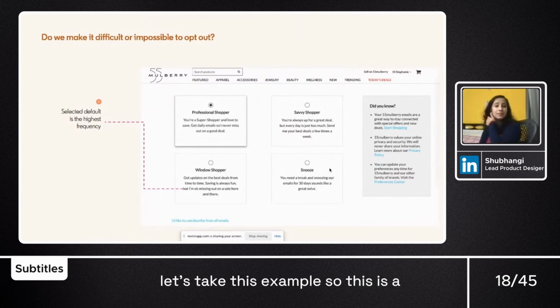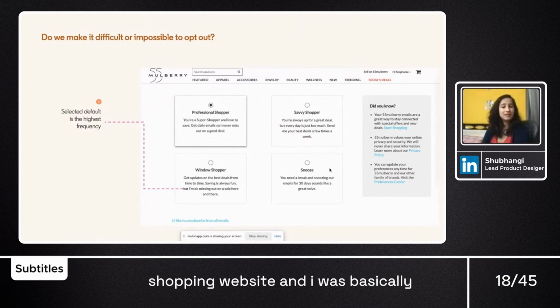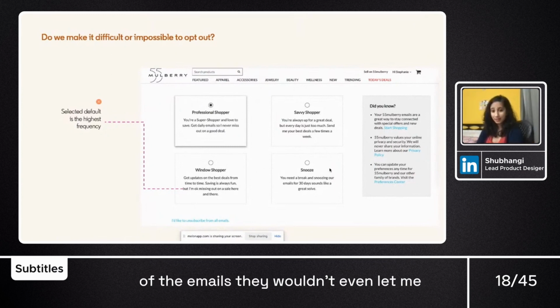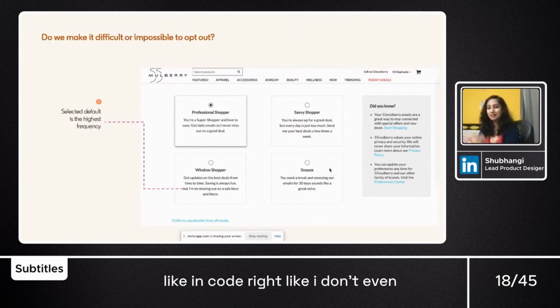Let's take this example. This is a shopping website, and I was basically trying to unsubscribe from their emails. And what they did was they actually default selected the highest frequency of the emails. They wouldn't even let me unsubscribe. And also the various frequency of email sending was like encoded, right?